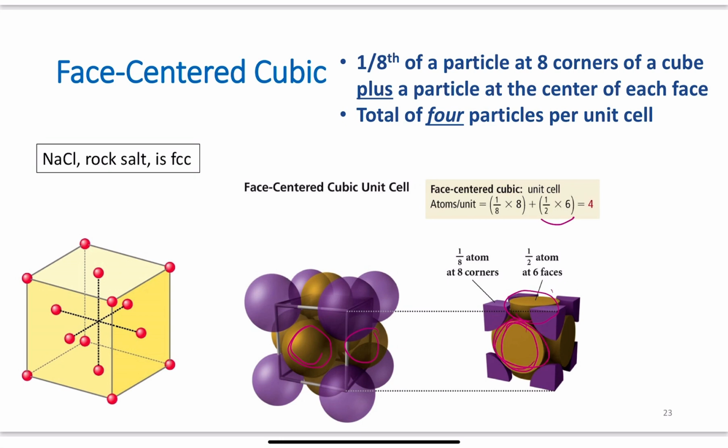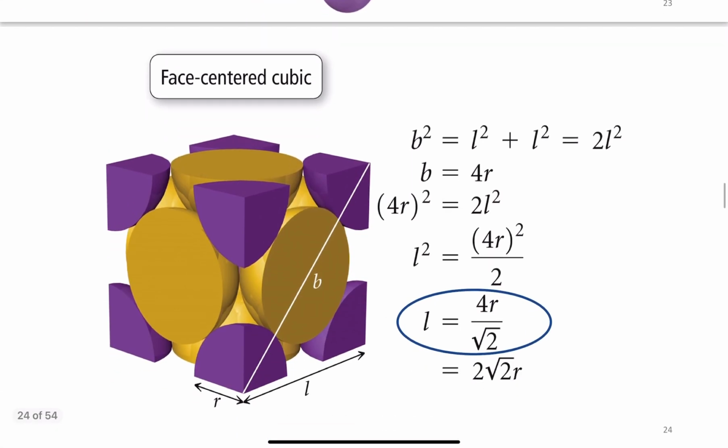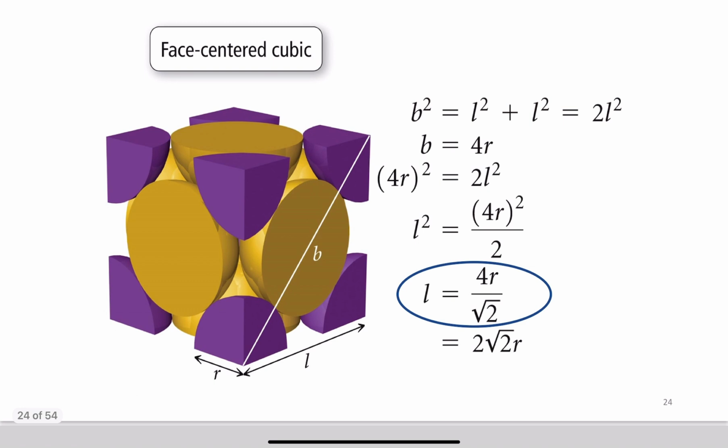6 faces. 1 down here, 1 back here, and 1 behind. 6 faces, each contributes 1/2, overall 4 atoms per unit cell. And again, you can go through the math if you would like to, but L is equal to 4r divided by the square root of 2. This is what you'll need to know to be able to do calculations.